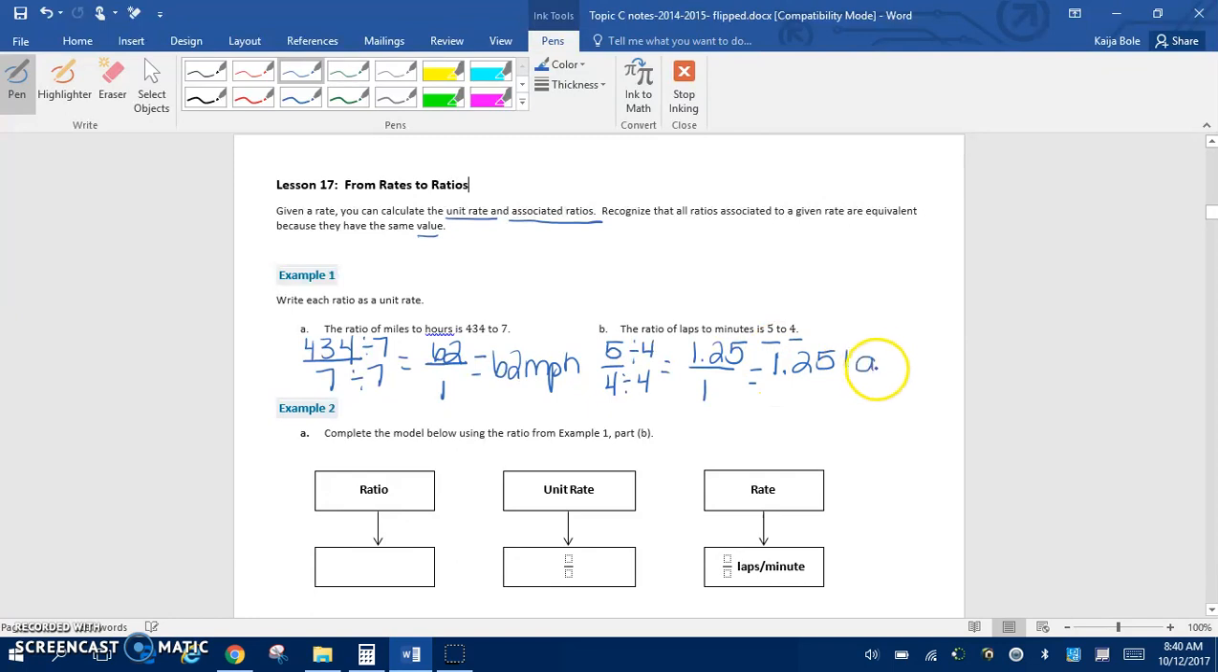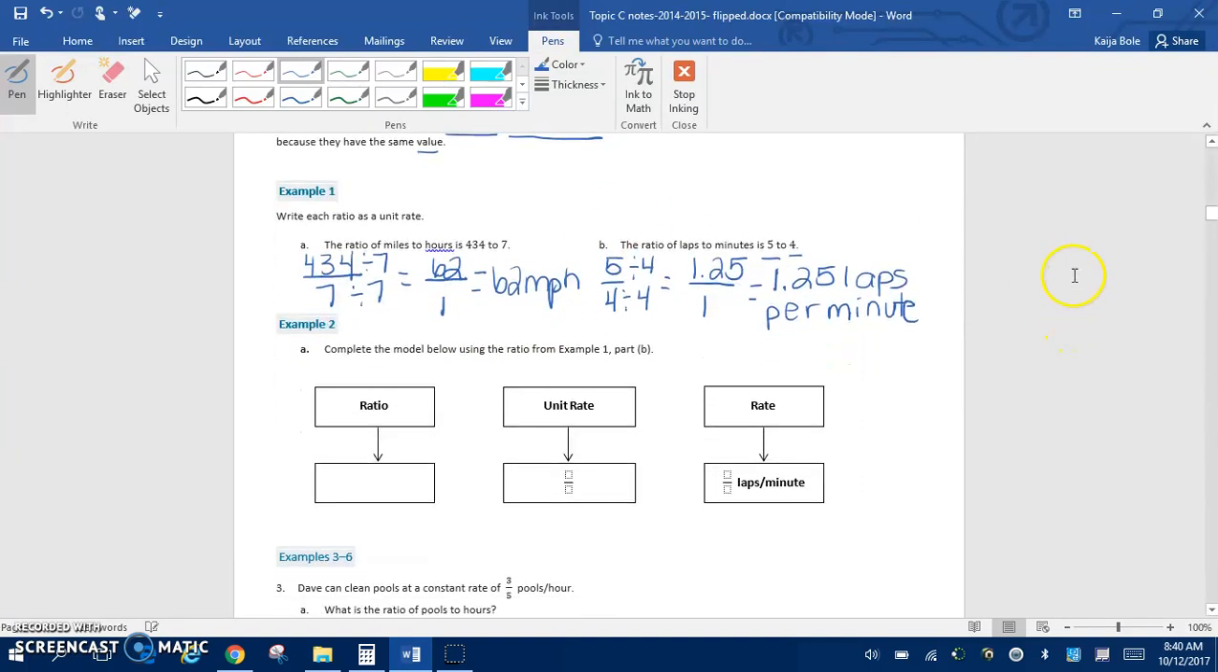1.25 laps per minute. Okay, so remember that the unit rate is usually for one of something: 1 hour, 1 minute, 1 item. So that's kind of what we're working towards.